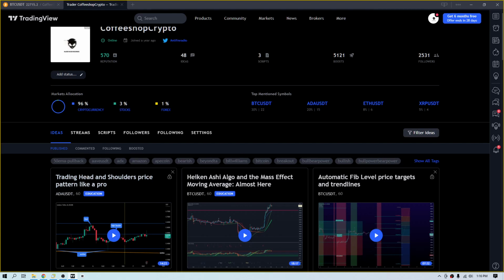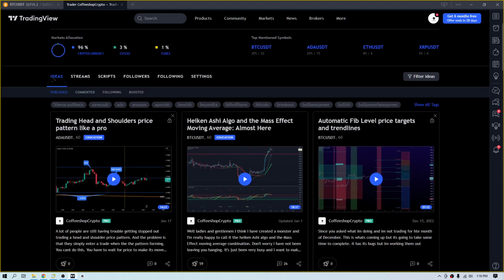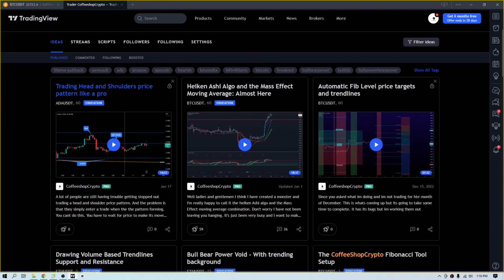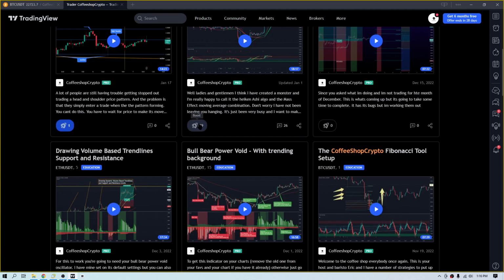And what I want you to do is something as simple as this. Go to the ideas of anybody on TradingView. Go into their idea, or just go right here. Click the boost button. That gives you reputation, okay? Click the boost button on something else. Don't go crazy with it. Just click the boost button, right?